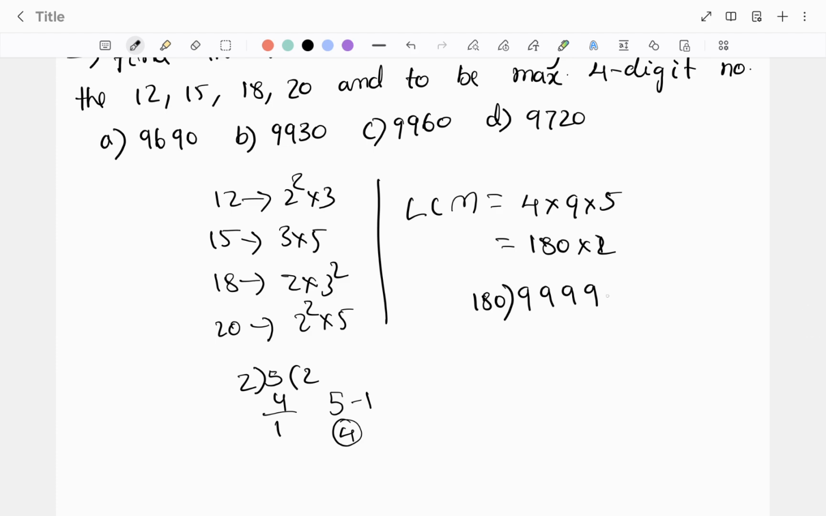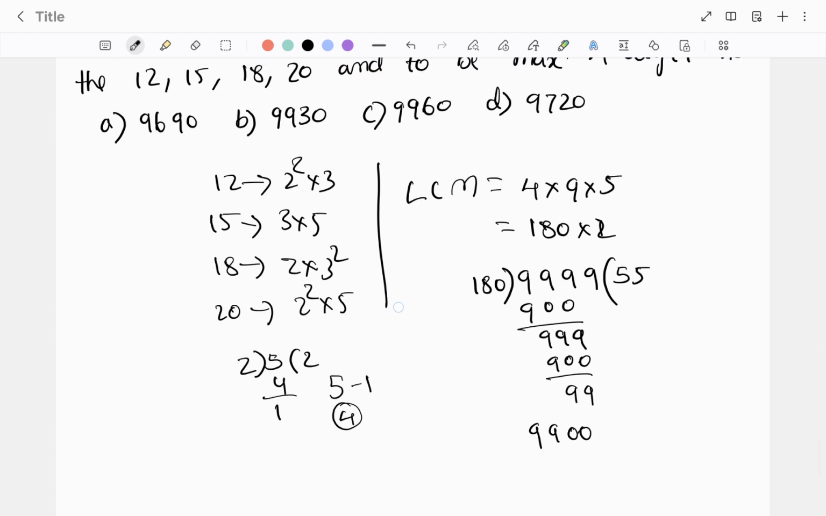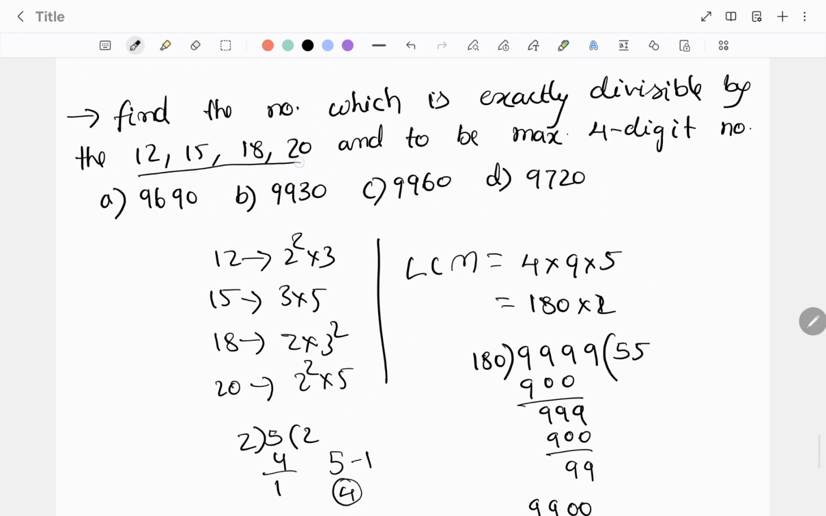In the same way, now divide 9999 by 180. 180 5's are 900. Then again 180 5's are 900. 99 is the remainder. It means if I remove this 99, 9900 is divisible by all the 4 numbers given. But among the options, our answer is not there.